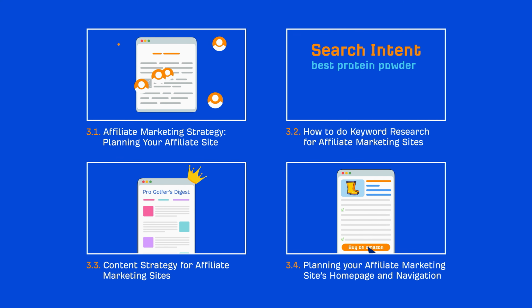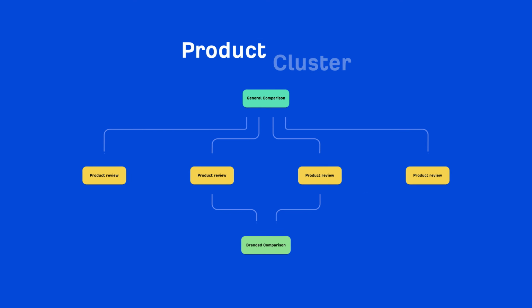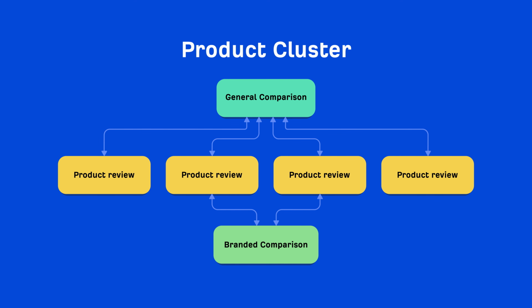Now, the good news is that if you follow the steps I taught in Module 3, then you've already set yourself up for success. If you remember, one of the core content structures I taught was called a product cluster. And again, these are groups of commercial content pages that connect general comparison posts with multiple product reviews, as well as branded comparison posts.